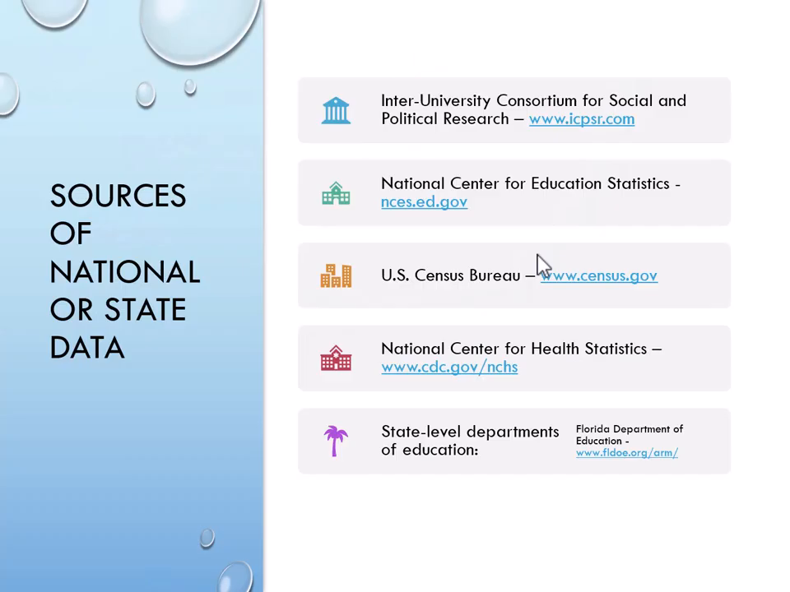These are some sources commonly used for educational datasets. ICPSR is one that has dozens of datasets. The National Center for Educational Statistics, U.S. Census Bureau, National Center for Health Statistics, and the state level Department of Education also have some public data, but also some restricted data that you may be able to request.